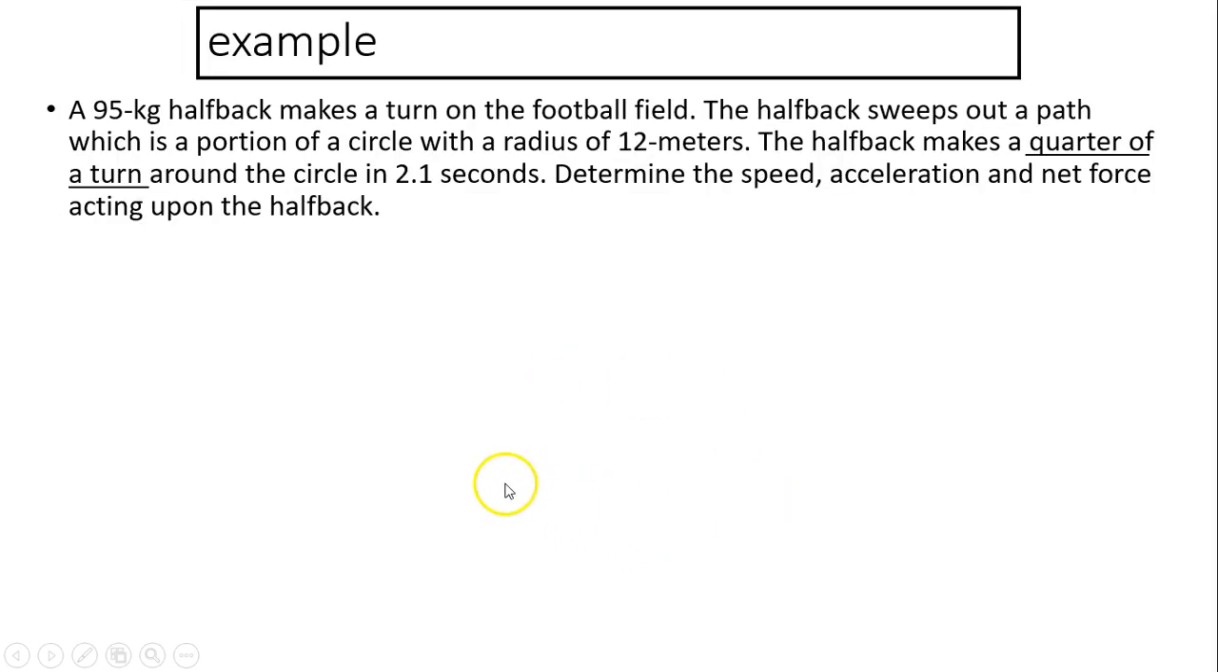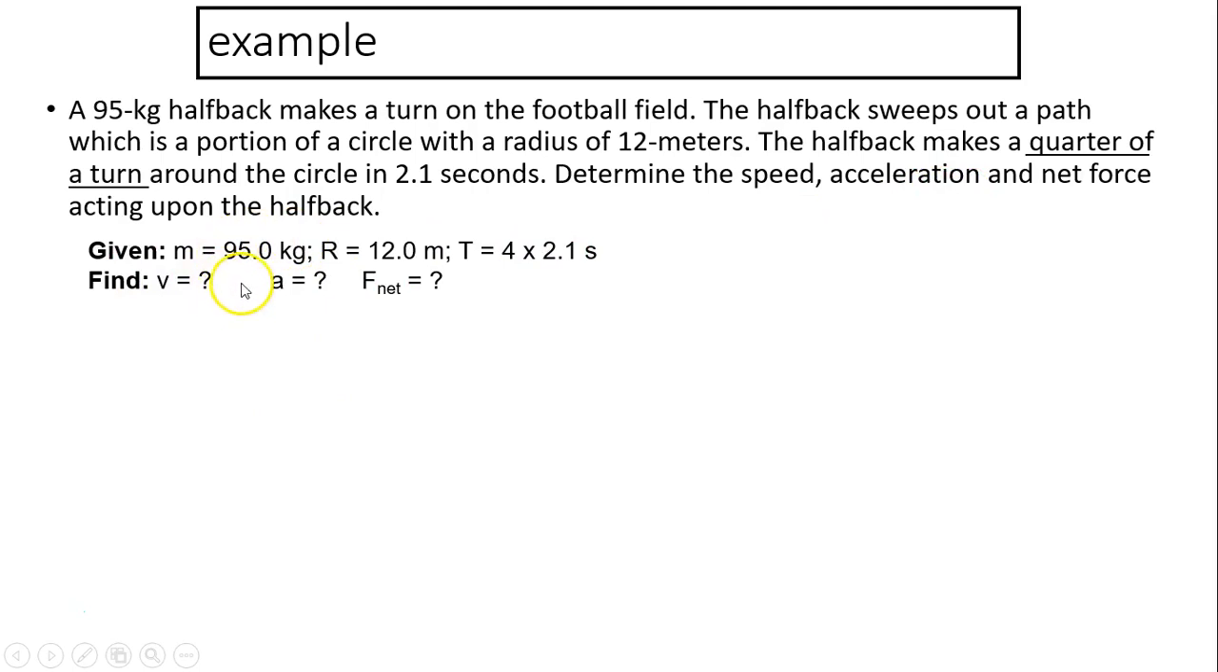Another example, a 95 kilogram halfback makes a turn on the football field. The halfback sweeps out a path which is a portion of a circle with radius 12 meters. The halfback makes a quarter of a turn, that's 1/4 of the turn, in 2.1 seconds. Determine the speed, acceleration, and net force.